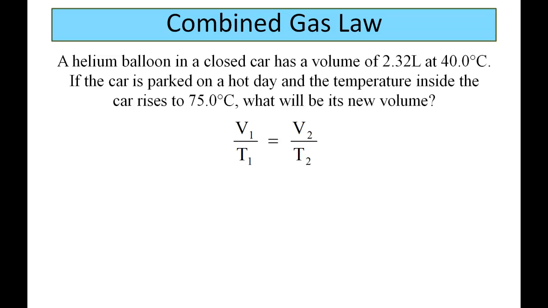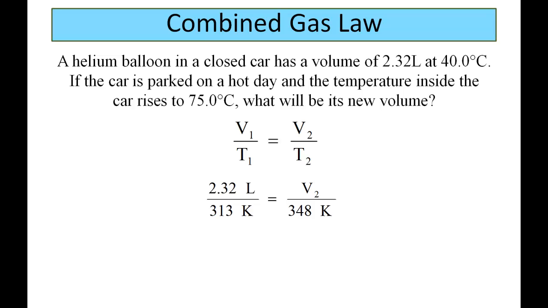So let's go ahead and plug in our values. Before the change, we had 2.32 liters inside the balloon. Now let's look at the temperature here. Notice I put it in Kelvin. 40 degrees Celsius is 313 Kelvin. So before the change, it had 2.32 liters of volume and 313 Kelvin. After the change, the temperature went up to 75 degrees Celsius, which I also put in Kelvin at 348 Kelvin.